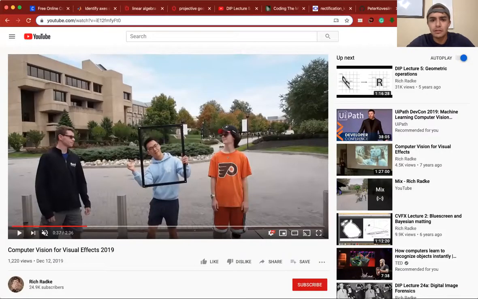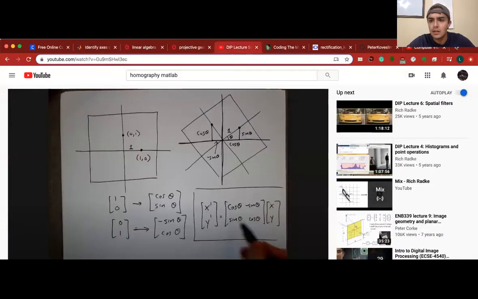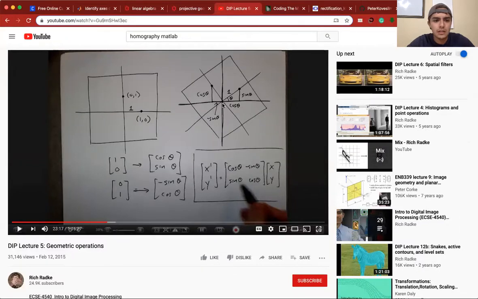So just a quick recap. If you don't remember, this is an image transformation of a rotation with the angle theta here. And so this is the transformation, and these are your x and y values for one vector, and then out, this is the resulting vector.